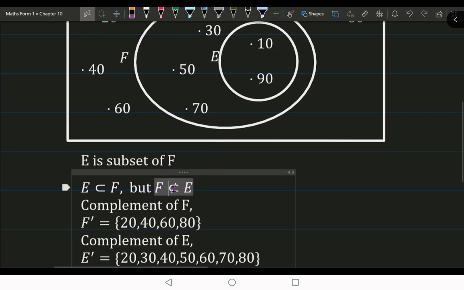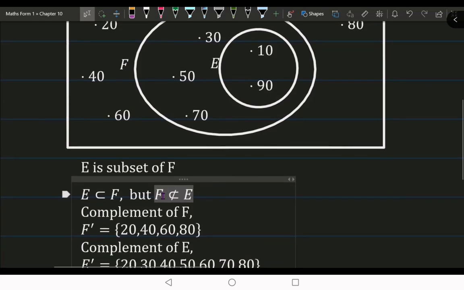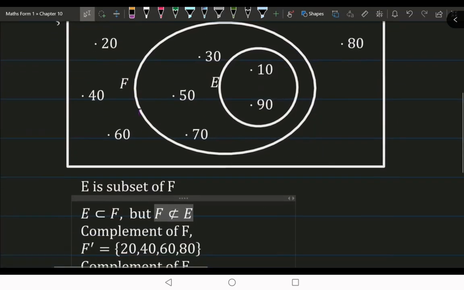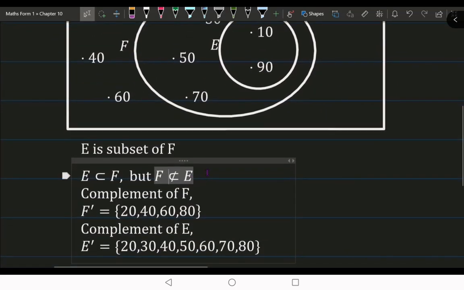Because not all elements in set F exist in set E, it is not a subset. That is the meaning of subset or not a subset, and the complement of a set.